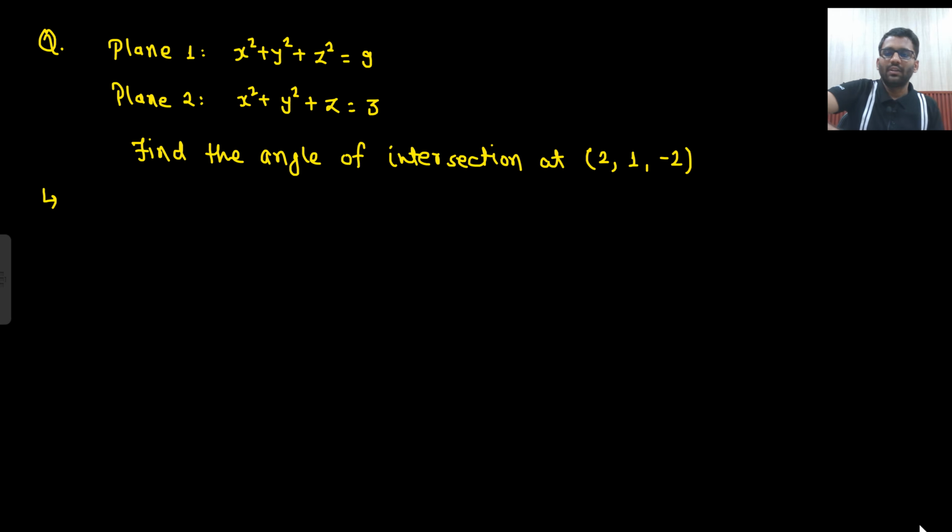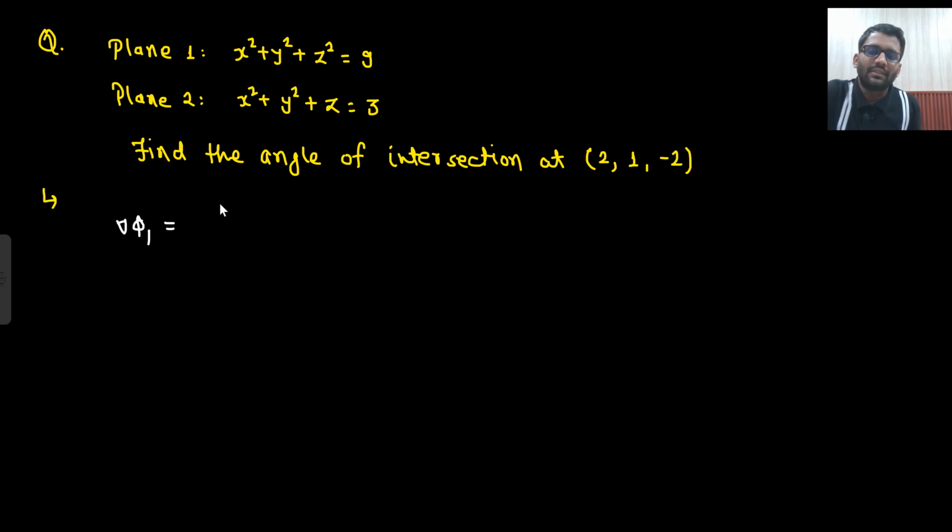So let's see the question. This is plane 1, this is plane 2, and you need to find the angle of intersection at this particular point. So for plane 1, I'm going to calculate this value, which is the gradient of phi 1. So 9 I will take this side, 9 I will take this side.